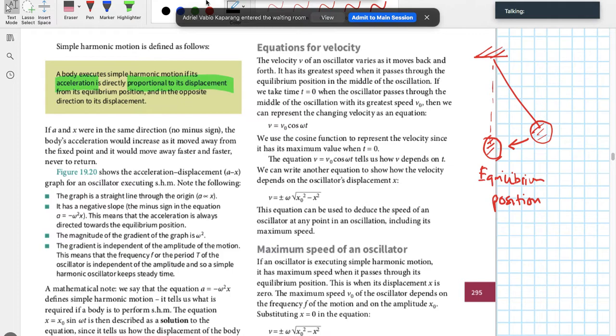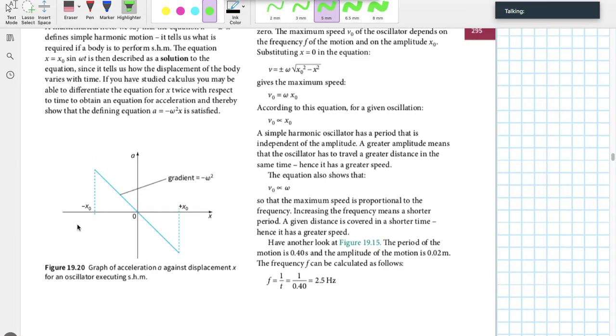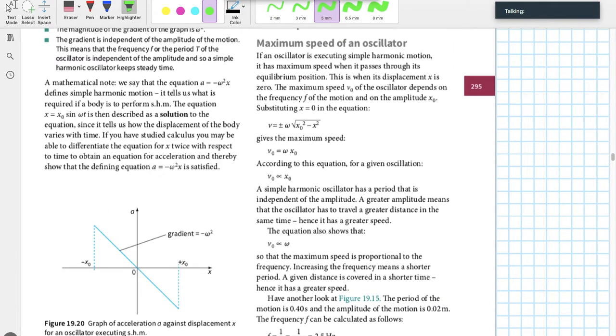And from its equilibrium position, this is the equilibrium position, and its opposite direction to its displacement. This is always opposite. If we look at this acceleration, this is the formula: a equals minus omega square x.